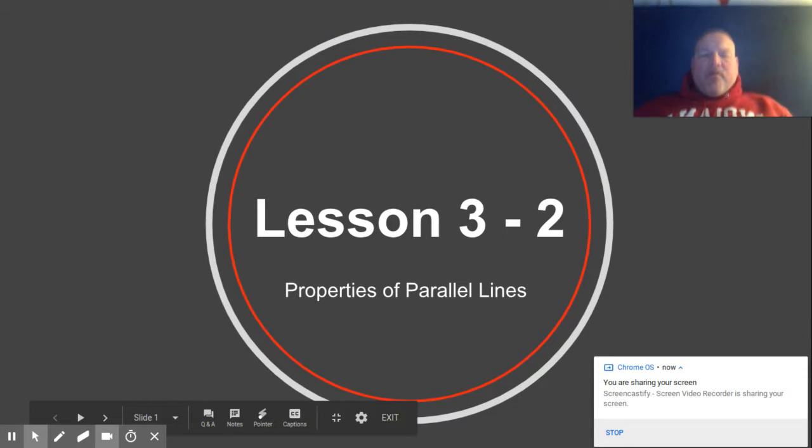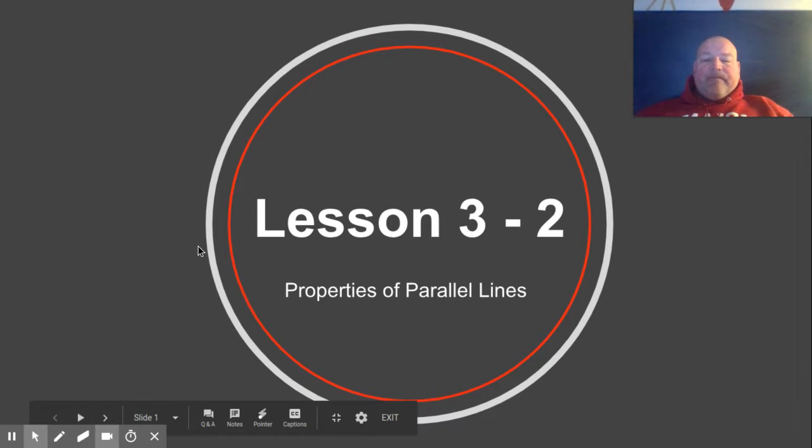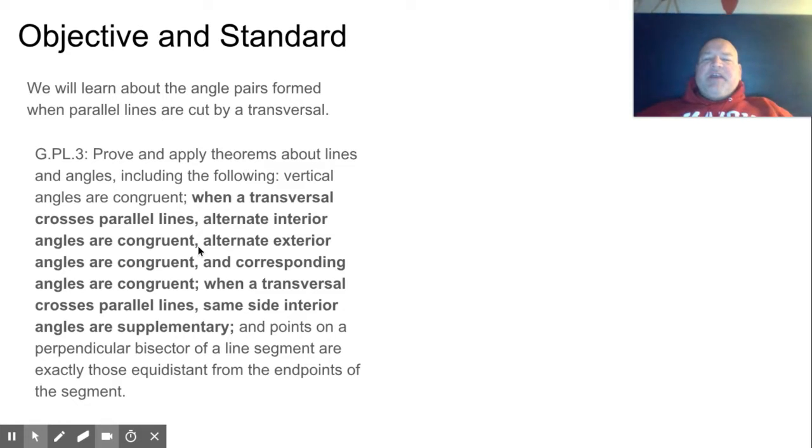Today, we wish to continue our work about angles formed when two lines are cut by a transversal. Specifically, today we want to talk about when two parallel lines are cut by a transversal. Our objective: we will learn about the angle pairs formed when parallel lines are cut by a transversal.